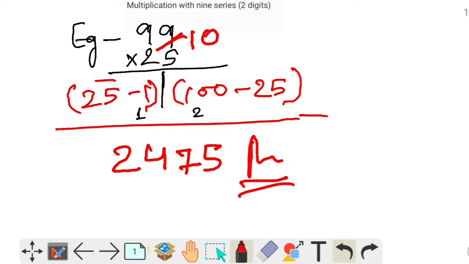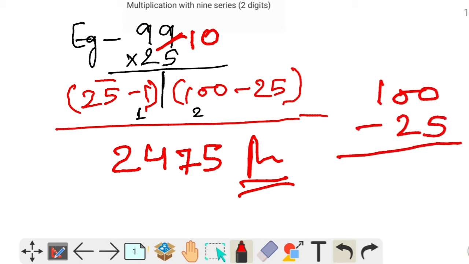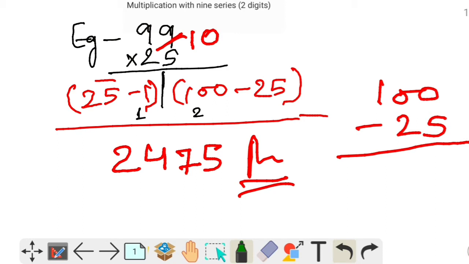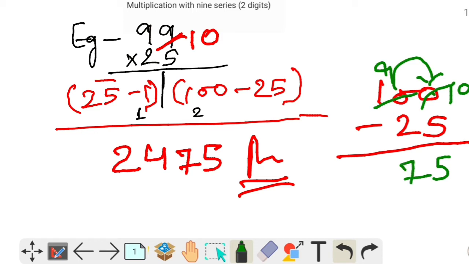And now why did I take 10 here? Suppose we have to do 100 minus 25. What do we do in normal mathematics? It is just a normal mathematics thing. This is 0, so we borrow, carry forward 1 here, so it becomes 10. So 10 minus 5 is 5 and here it becomes 9, so 9 minus 2 is 7. So this is your answer. The same concept I've applied here.